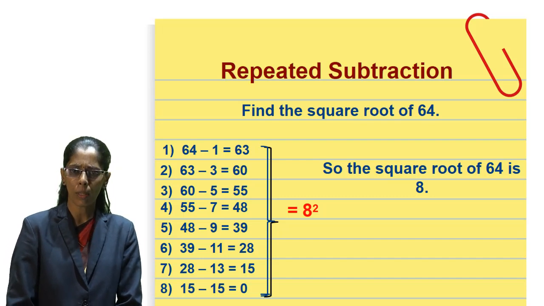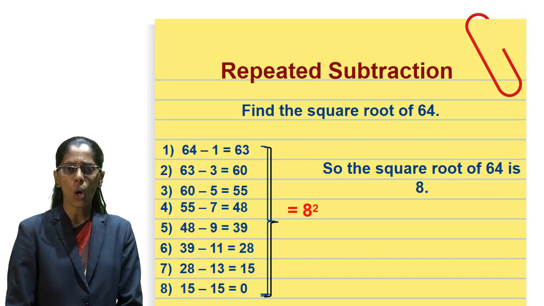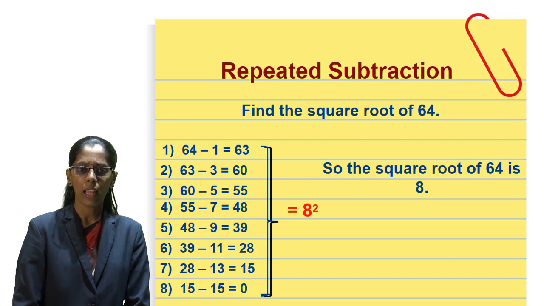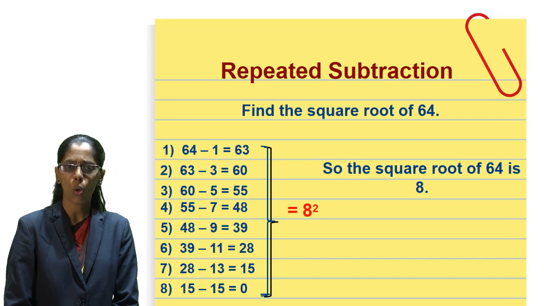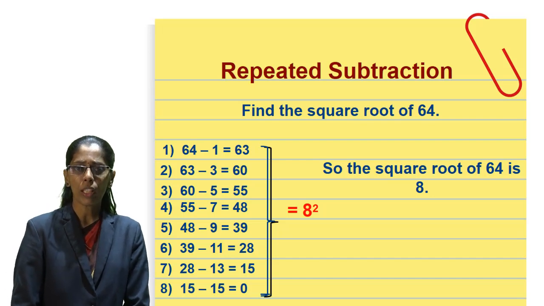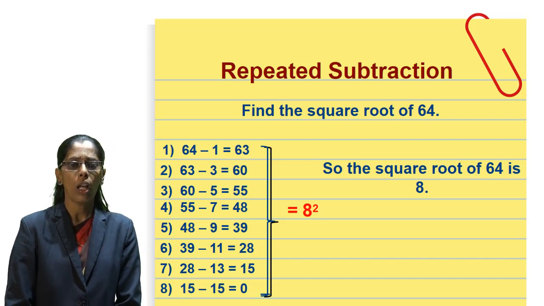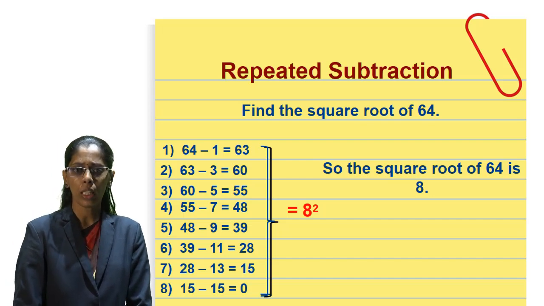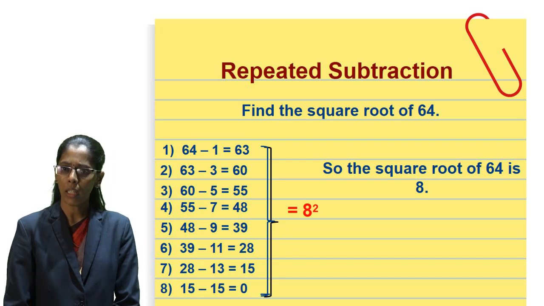One by one you need to subtract consecutive odd numbers: first 1, then 3, 5, 7, 9, 11, 13, 15 and so on. On whichever step we get the result 0, stop. Then count the steps, how many steps we get over there, and that is the square root of the given number.